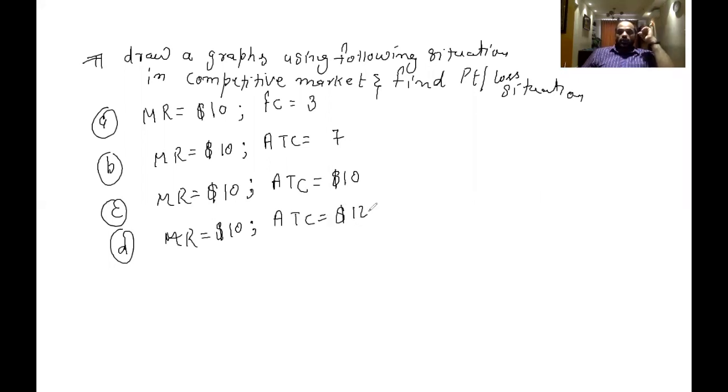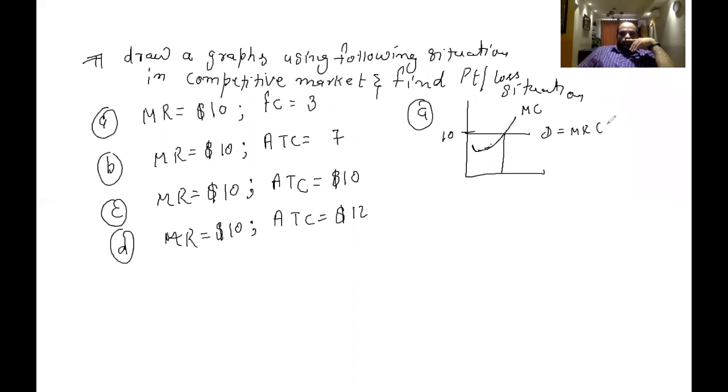So you can have 4 situations. You can draw 4 different types of graphs. All right. First graph, which is A, is going to be this. So this is your 10, which is your MR here. D equals MR. This is your demand curve, right? Fixed cost is 3. So obviously, when you sell, this is your MC, right? And that's your profit maximization.